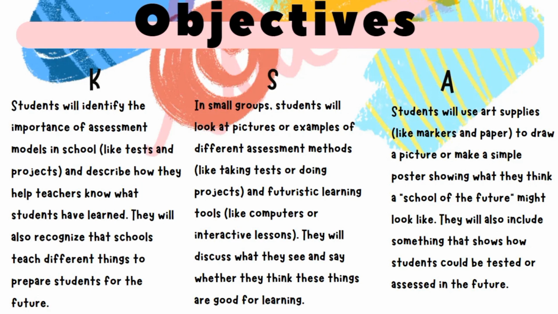Students will use art supplies like markers and paper to draw a picture or make a simple poster showing what they think a school of the future might look like. They will also include something that shows how students could be tested or assessed in the future.